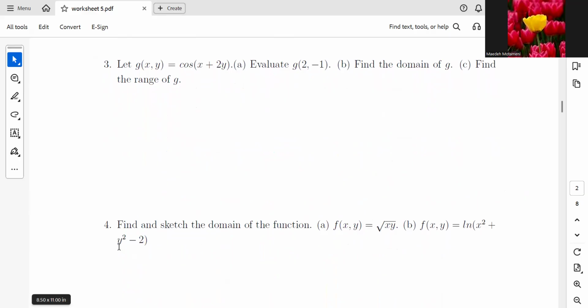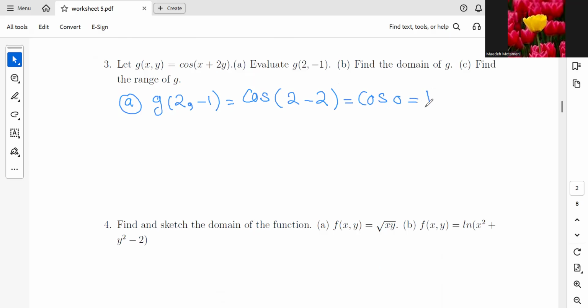So this is what we have for G, and we're going to evaluate that. In order to evaluate that, it's enough that we replace for that. So for G of 2 and -1, we're going to plug in for x and y, and that would be cosine of 2 minus 2, which is cosine of 0, and it's going to be 1.